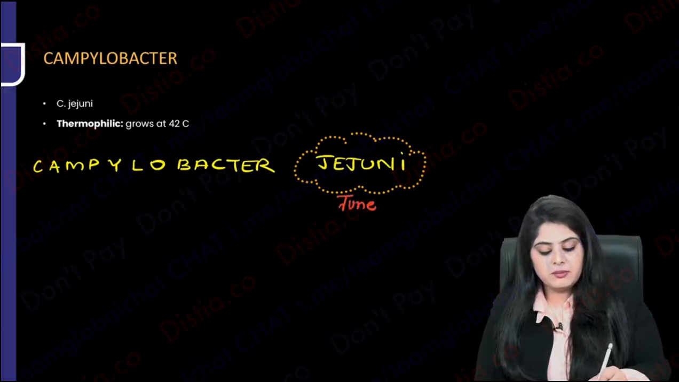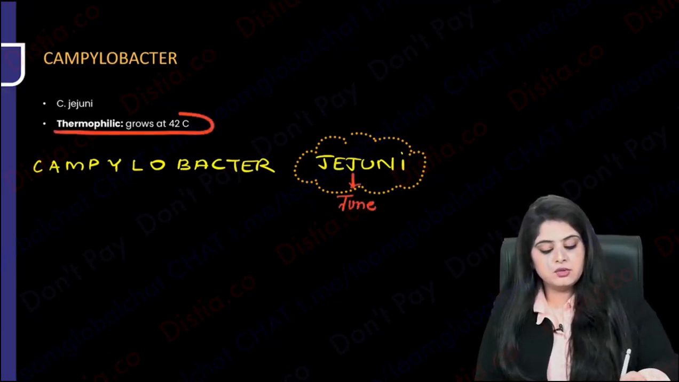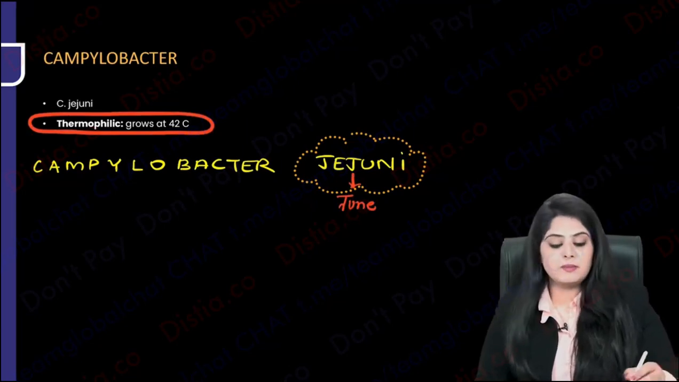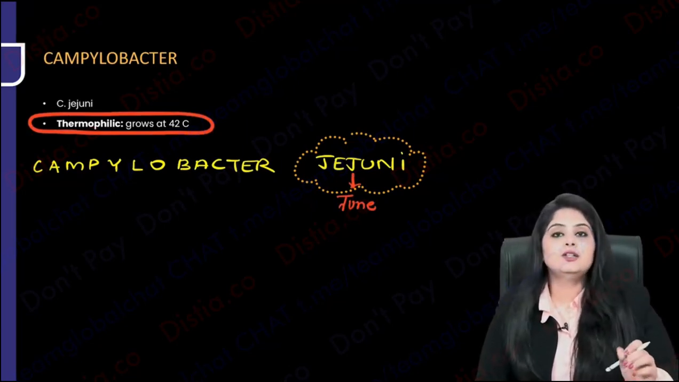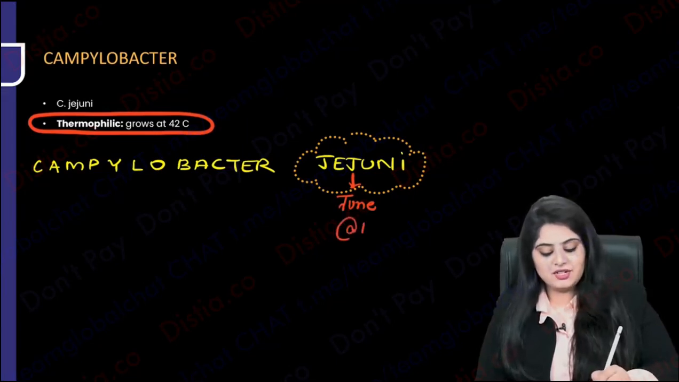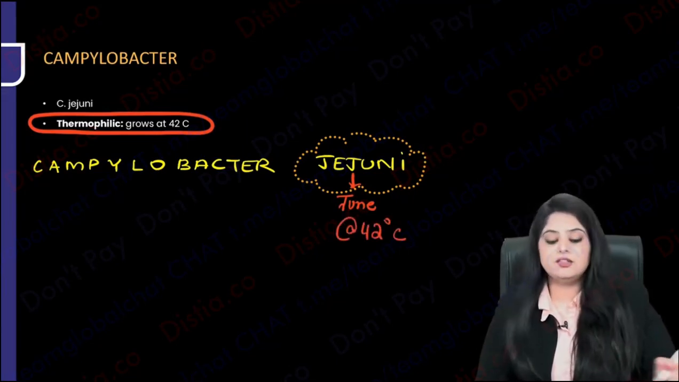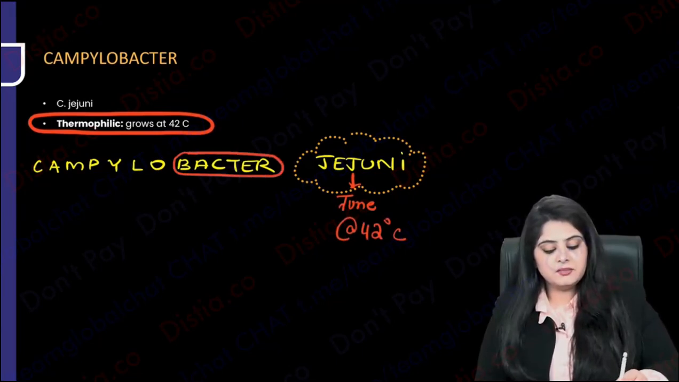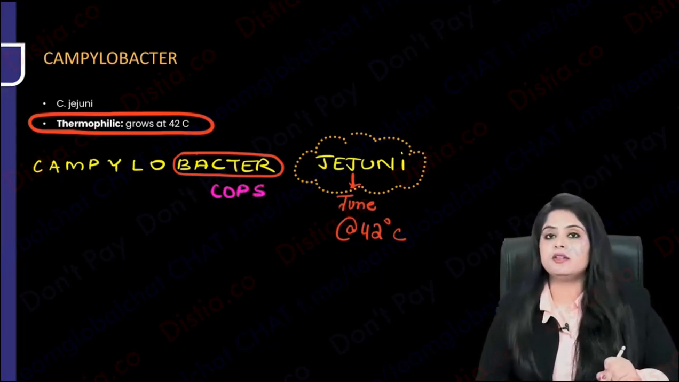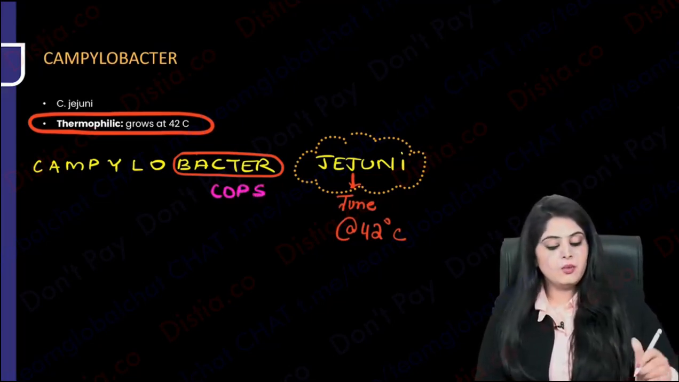So June is going to be reminding me of 42 degrees. Yes, it grows at 42 degrees centigrade. So remember, Campylobacter jejuni grows in the June ka mahina, that is at 42 degrees. One part is done. Next you're going to say, okay, it's a bacter. This means, ma'am, I know this is going to be catalase oxidase positive and it's going to be a spiral rod. COPS is there. Now we come to camp.